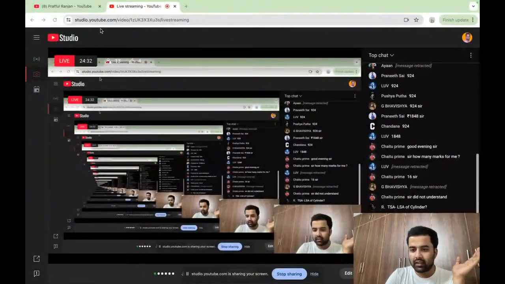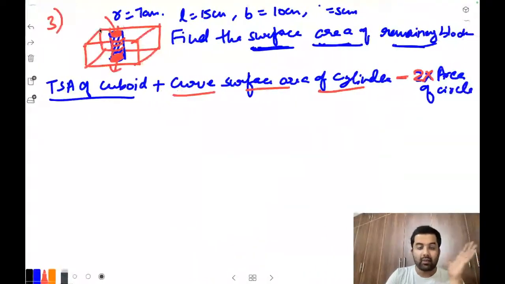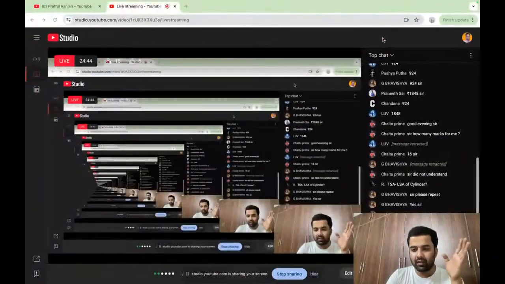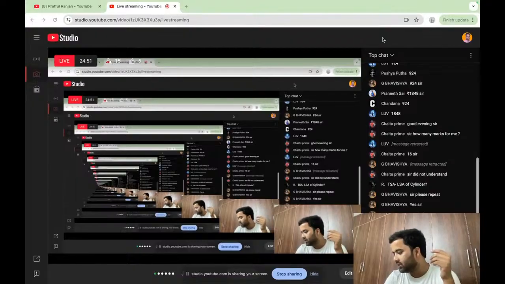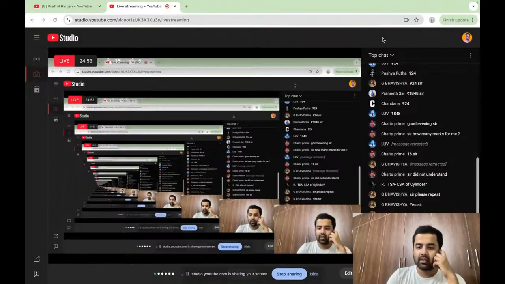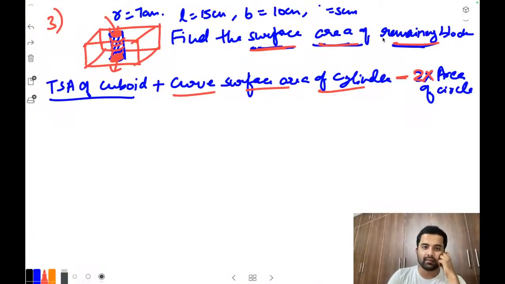Correct or not? Can you imagine that one in this particular chapter? Imagine it. Then only you can figure out the answers. Anybody have a doubt in this one? Yeah, correct. Those who kept the formula, CSA of cylinder, add it. Add that. Don't delete it.